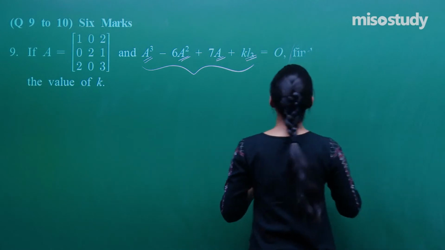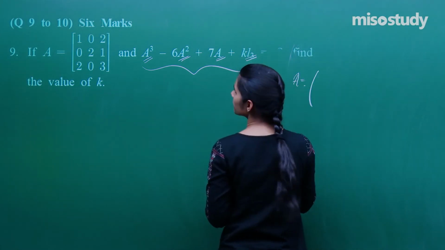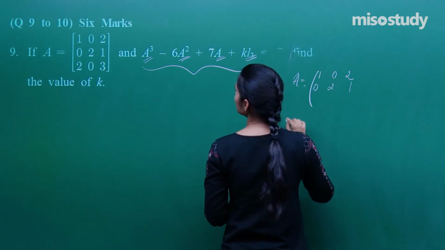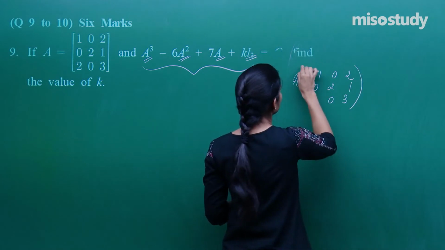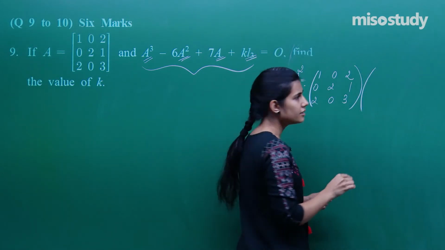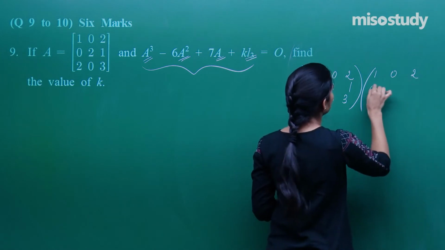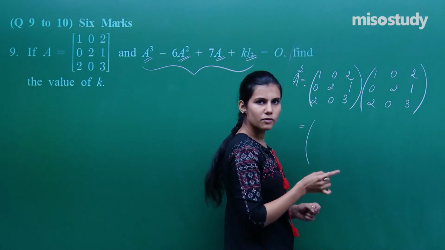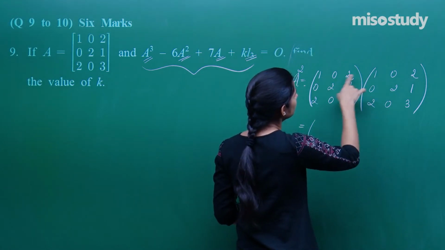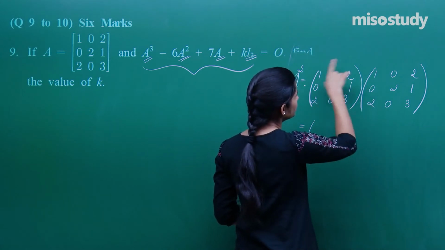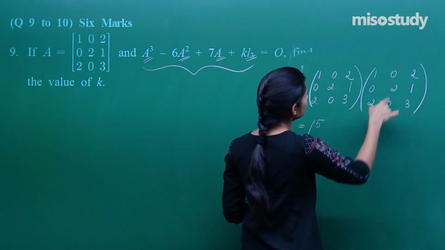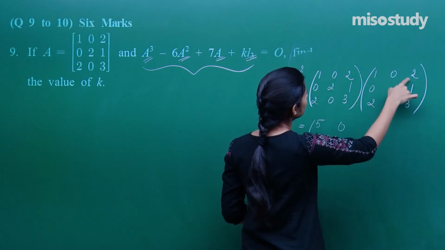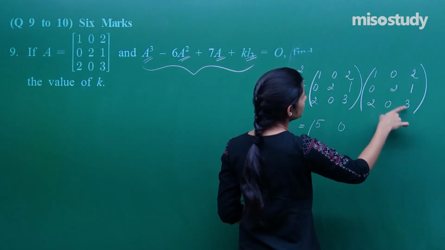So first of all is A cube. A is given to me as 1, 0, 2, 0, 2, 1, 2, 0, 3. If I wish to compute A square, that is A into A, 1 0 2, 0 2 1, 2 0 3. Let's compute. They are conformable for multiplication obviously. 1 into 1 plus 0 into 0 plus 2 into 2, so it is 1 plus 4, that is 5. Then first row into second column, 1 into 0, 0, 0 into 2, 0, 2 into 0, 0. Then it is 1 into 2 is 2, plus 0 into 1 is 0, plus 3 into 2 is 6.